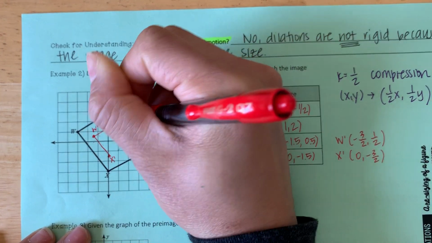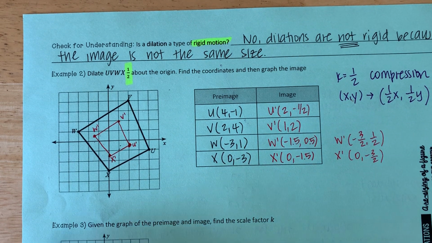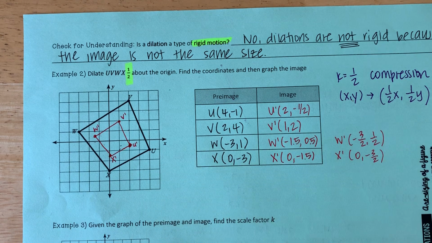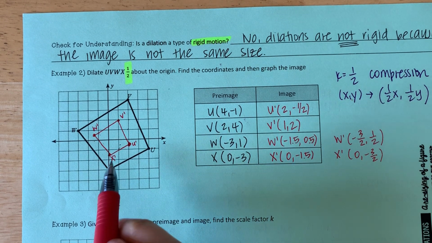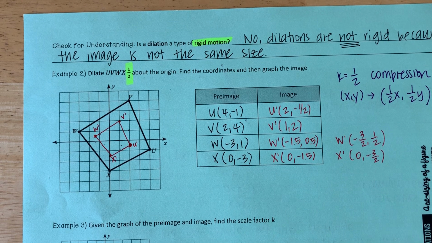We're going to go ahead and combine all 4 of these, and you can see that the image is the same shape, right? It's still that quadrilateral, but now it's just a different size. So that's why these two are not rigid motions.